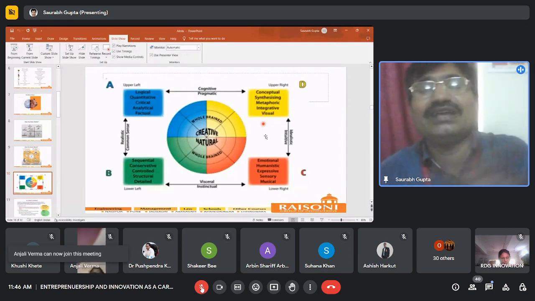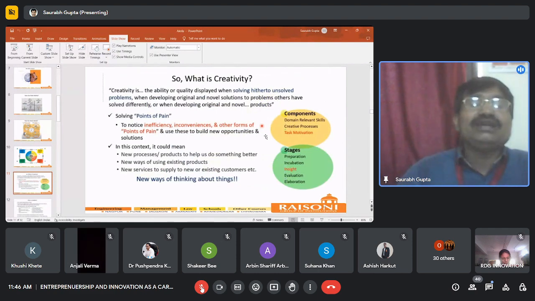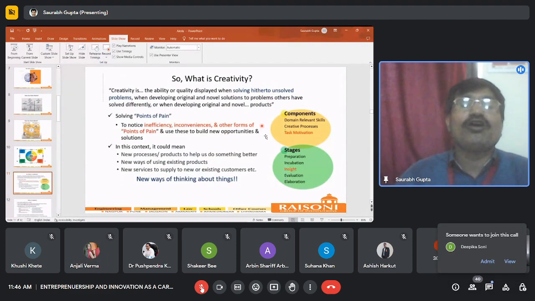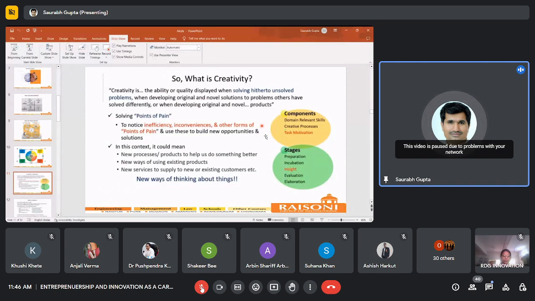So this is just a history of creativity and how our brain works. So based on this, we can define creativity as the ability or quality displayed when solving heterodox unsolved problems, when developing original and novel solutions to problems others have solved differently, or when developing an original and novel product. Okay, sometimes it is said that creativity is God-made. But it is not like this. You can create this type of skill by continuous exercises.